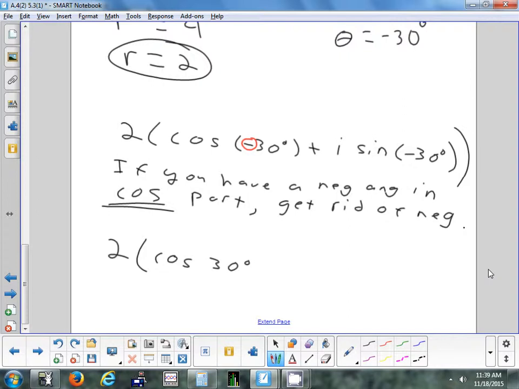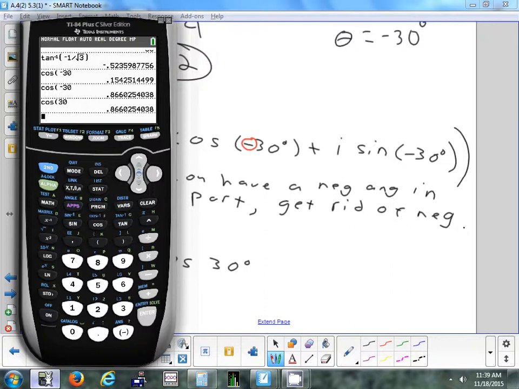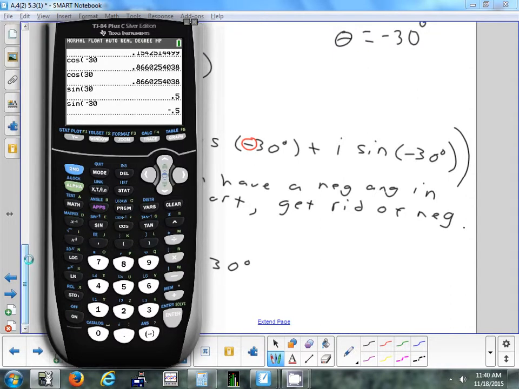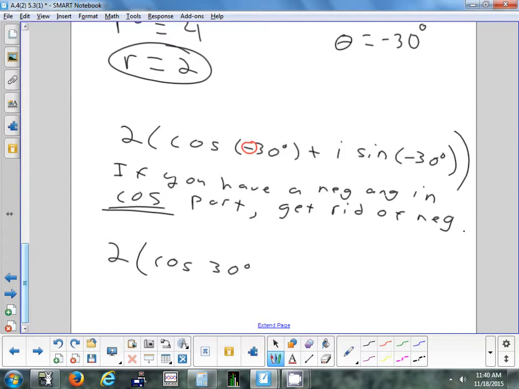All right, let's see if the same thing happens with sine. There's the sine of 30. Let's try sine of -30. Did I get the same thing? No, but what's the only difference between the two answers I just got? One's negative and one's positive. So with sine, you can't get rid of the negative, but what you are allowed to do is move it to the front.